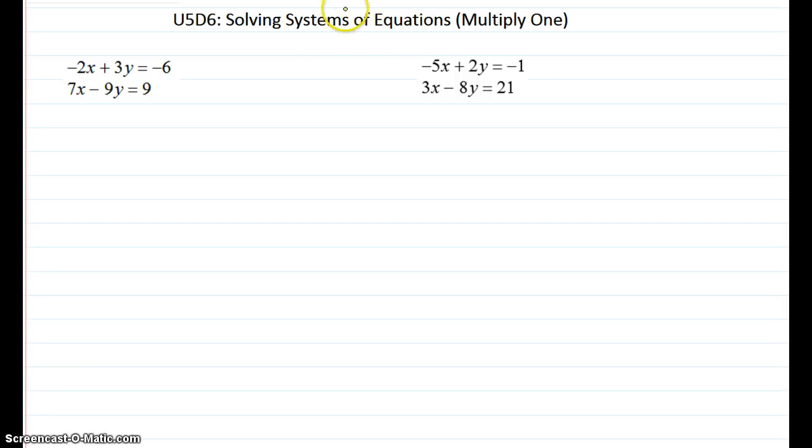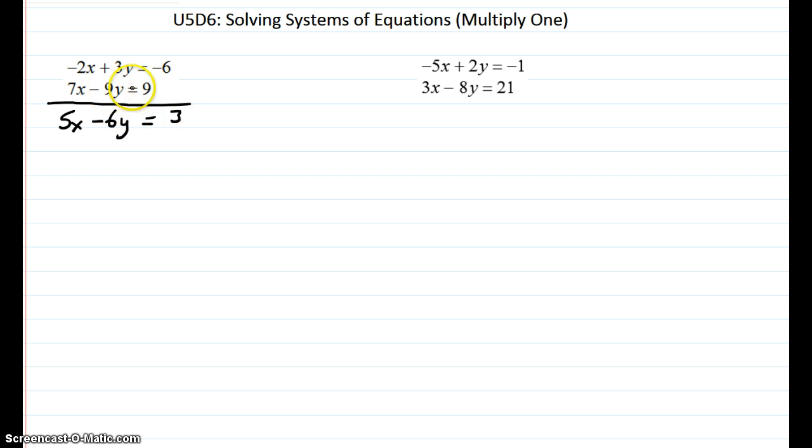Alright, today we're going to look at solving these systems of equations. And right now, don't copy this down because I'm going to add these two equations together. And I want you to notice that when I go negative 2 plus 7, I get 5x. And 3 plus negative 9 gives me minus 6y. And negative 6 plus 9 gives me a positive 3.